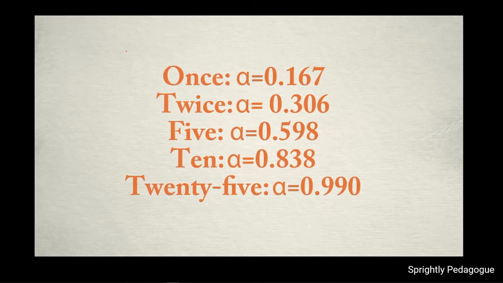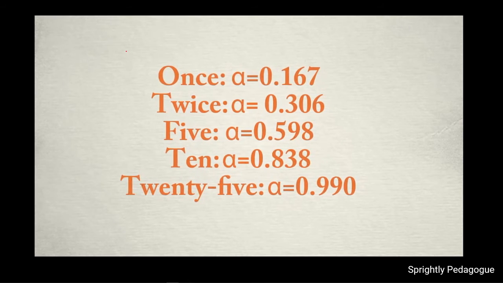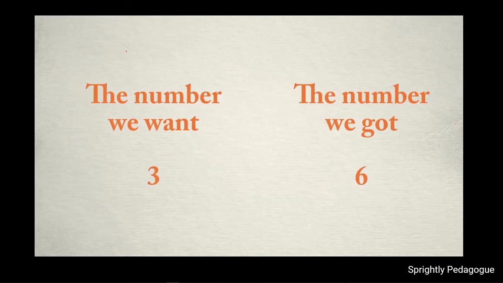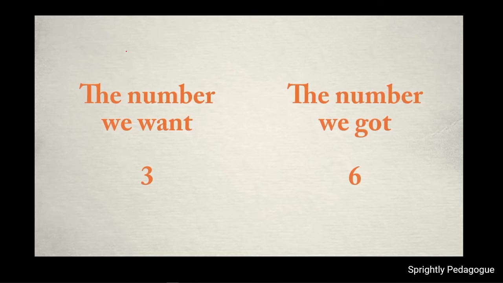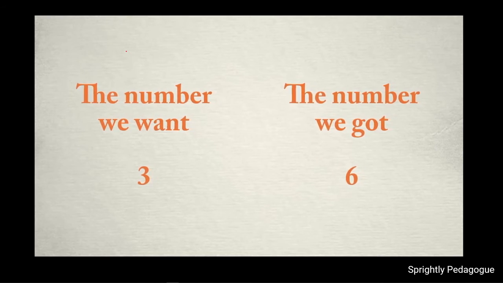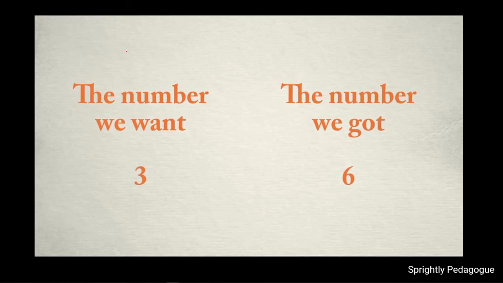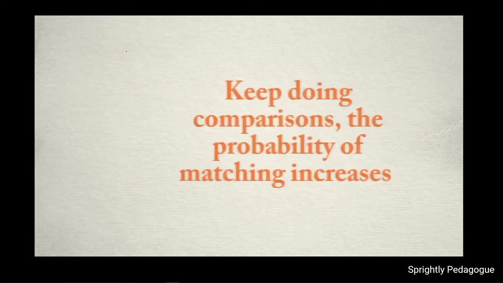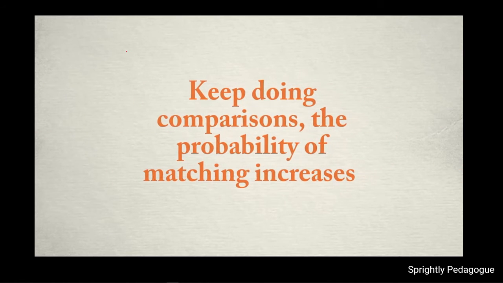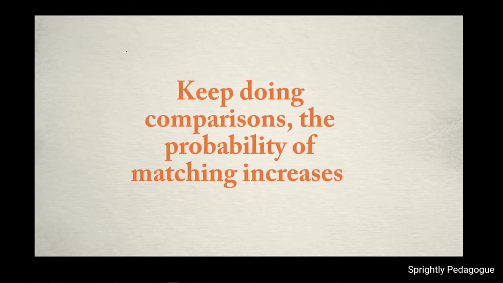By the time you get to 25 rolls, you are near certain to roll a 3. Think of each of these dice rolls like a comparison between the number we want and the number we got. If we want the number 3 and we got the number 6, we didn't match on that trial, but we get to keep trying, remember?